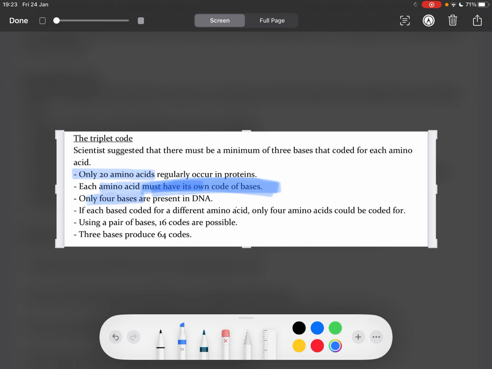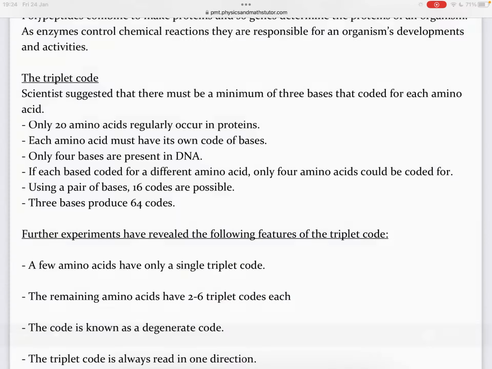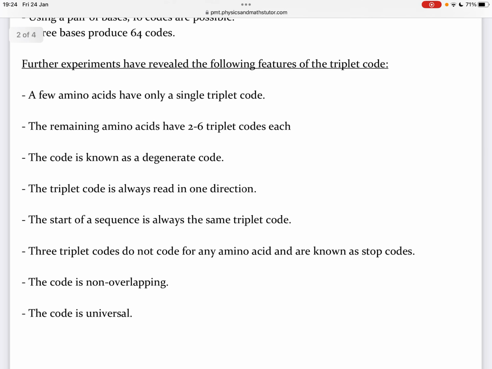And that there are only 4 bases in the DNA. If each base coded for a different amino acid, only 4 amino acids could be coded for. Using a pair of bases, 16 codes would be possible. With 3 bases, 64 are possible. Further experiments have revealed the following features of the triplet code.